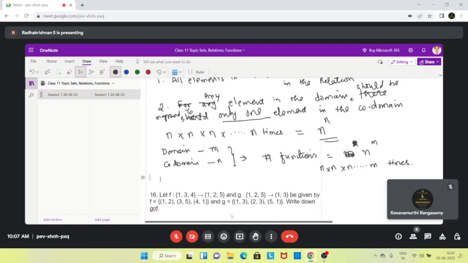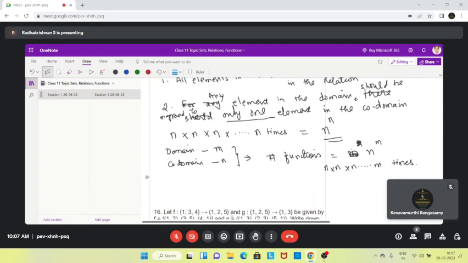So what is the formula for counting the total number of relations that we already saw? So how many relations are possible? That is not asked in the question, but I am just asking you because we have already seen that. So what will be the number of relations? Anybody? We discussed it in the last class, how to count the number of relations.